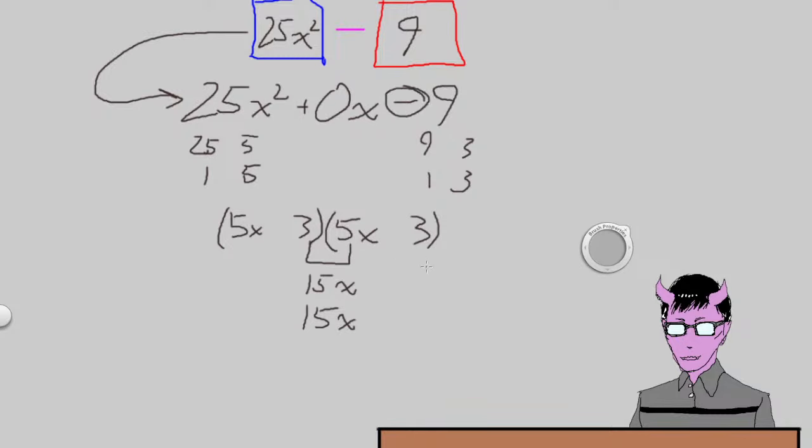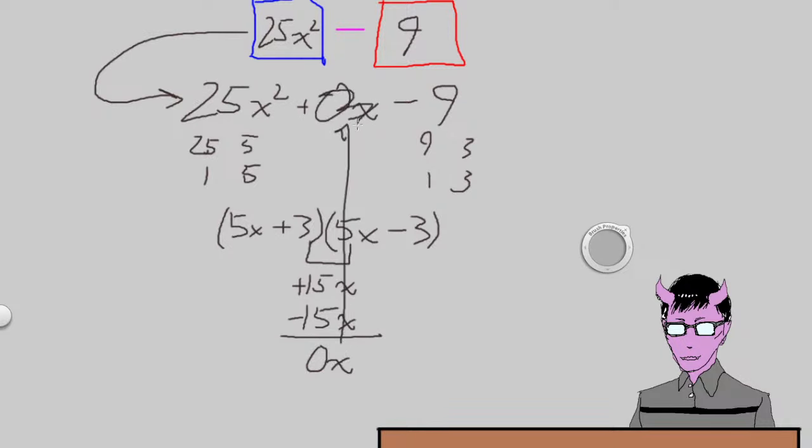This negative tells us the two signs are different. So one of them has to be negative and the other one has to be positive. It doesn't matter which order because they're the same magnitudes. So this one yields positive 15 and this one yields negative 15. So when you sum it, you produce no term in the middle because it's 0x.